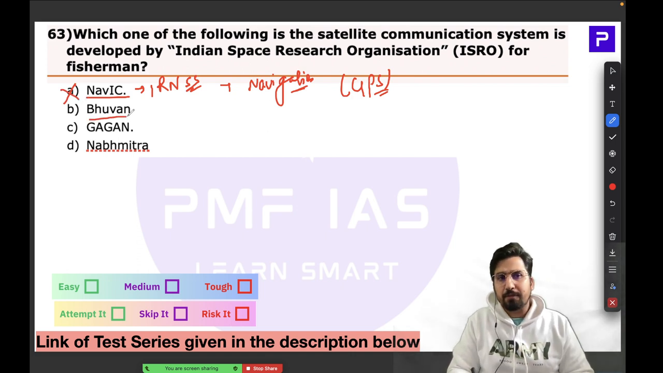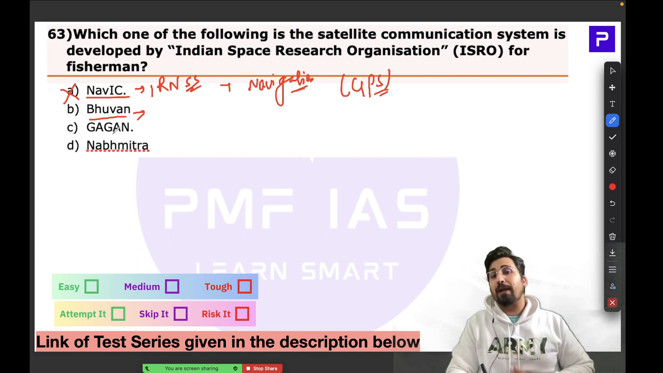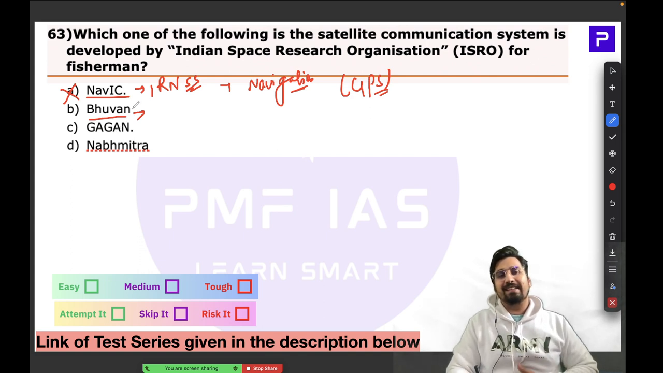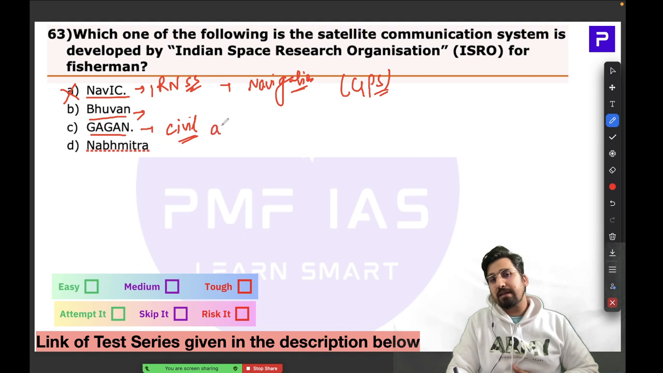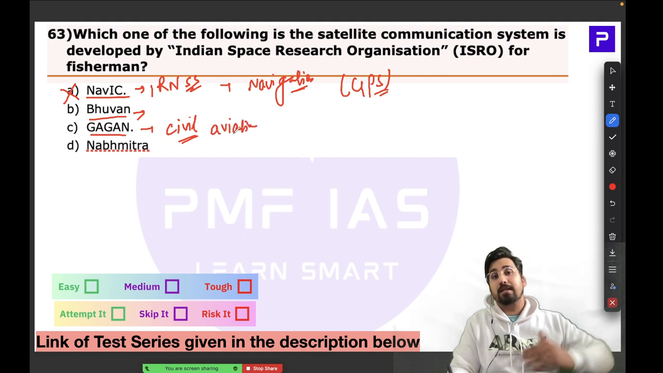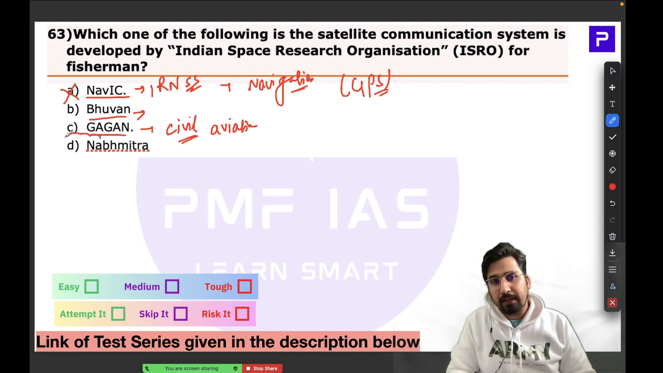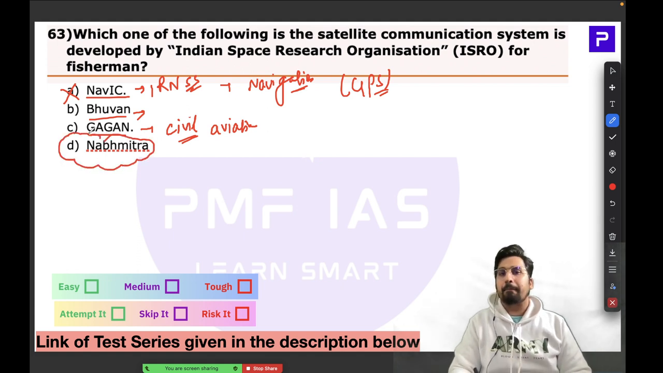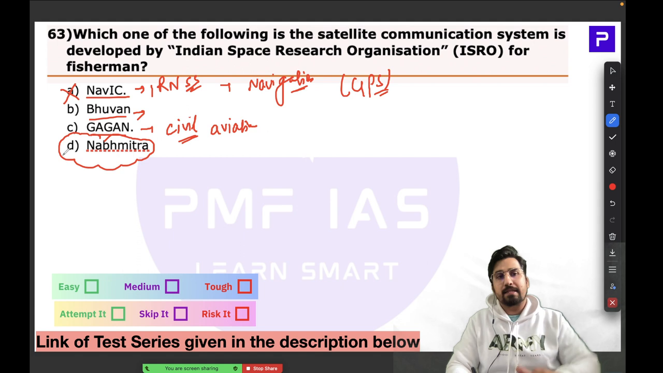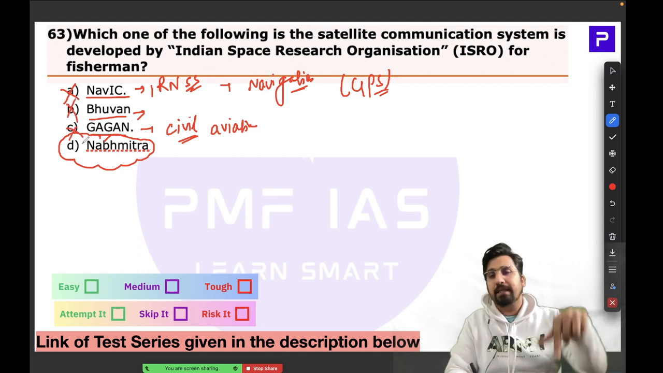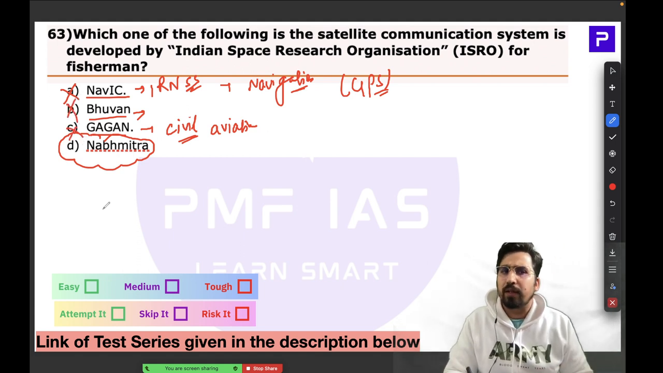Bhuvan is basically a geospatial platform of India, and that also is not about the fishermen. Gagan is more concerned with civil aviation, as the name says. Gagan means sky, right? Now the only logical option that I'm left with is Nabh Mitra. Maybe I'm not aware of the answer, but at least I have eliminated the other three. Now only Nabh Mitra is left.